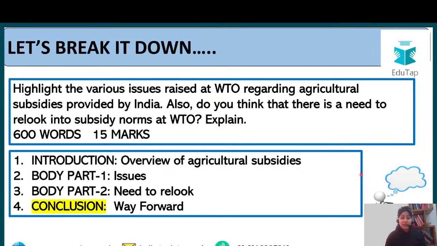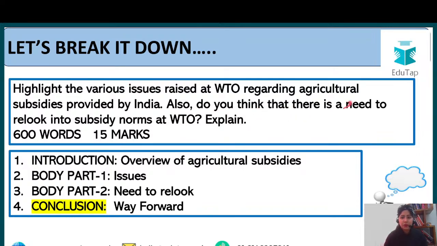So this one has been intense. Now what will be the way forward that you give? First of all, you have to take a stand for India. Let's sum up the first part of this question. The first part talks about issues raised at the WTO against India. If you have to sum up this part, you need to justify in favor of India that yes, there have been issues raised, but India is right on its stand. And why is it right? That has to be explained.